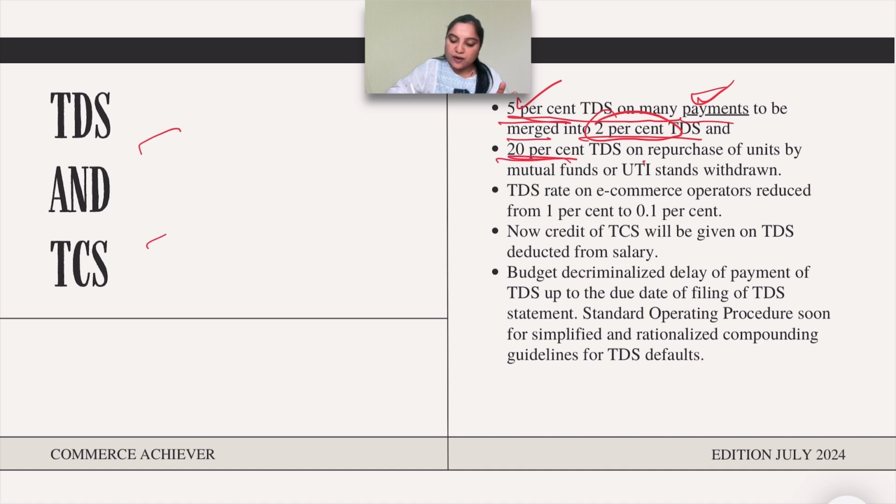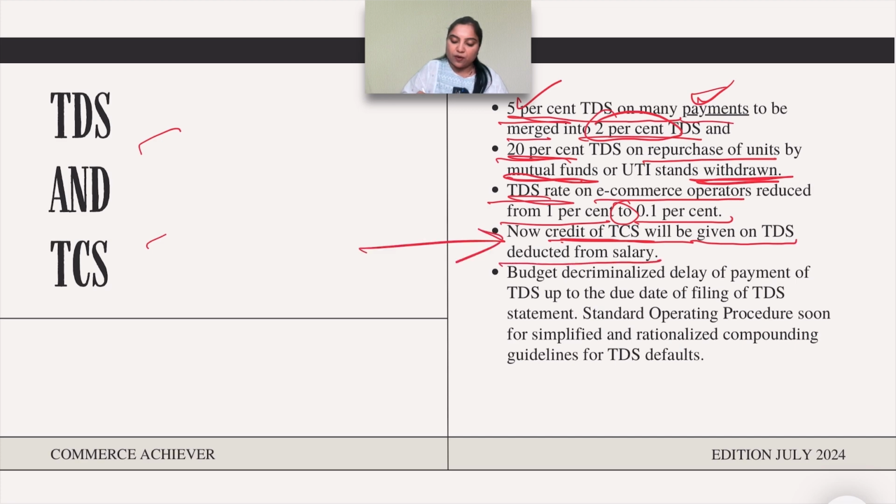20% TDS on repurchase of units, that is, repurchase of units by the mutual fund. So mutual funds and UTI sometimes repurchase the units. So 20% was the TDS, which has now been withdrawn. Okay. TDS rate on e-commerce operators reduced from 1% to 0.1%. Okay. Now the credit of TCS will be given on TDS deduction from salary. Again, a very important point for an individual who is holding salary income. So if you have a TCS credit in your books of account, that can be adjusted against the TDS.